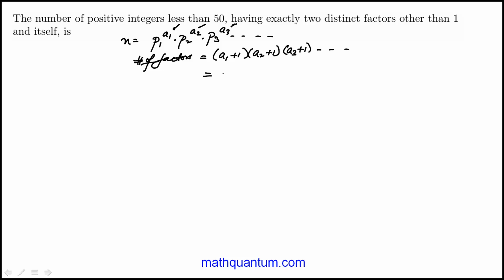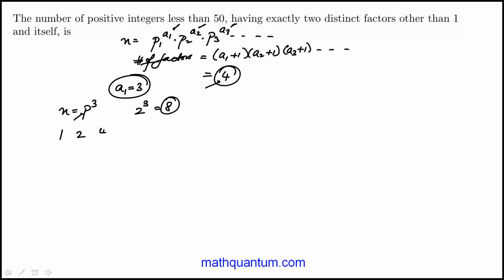Now, we're told that in this case, the outcome is 4. So what are the different ways I can get that? Well, if a1 was 3, meaning n has this form, some prime number to the third power. For example, if p itself was 2, then that number is 8. And if you list out the factors of 8, they are 1, 2, 4, and 8, which, as you will see, is exactly 4.